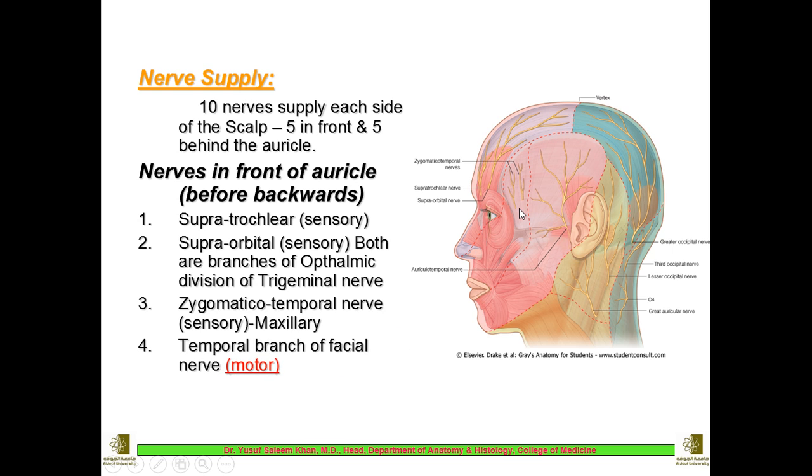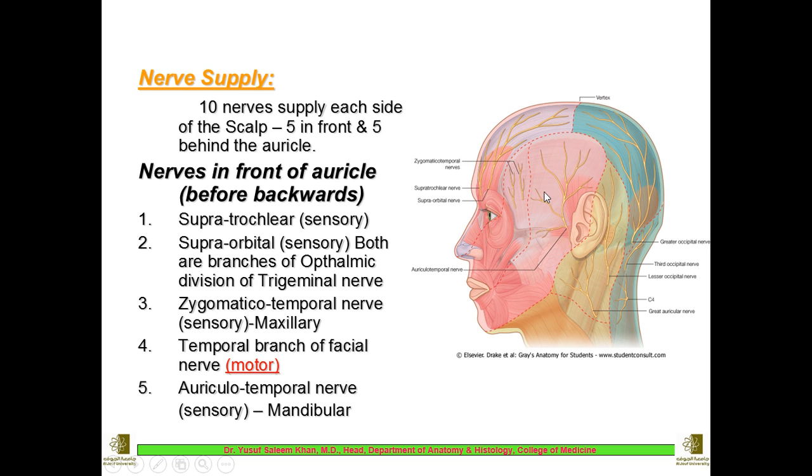Then we have the temporal branch of the facial nerve. This is the motor nerve. That's why it is not shown here, because all the nerves shown here are sensory. So one nerve will be here, called the temporal branch of the facial nerve. That is the only motor nerve in front of the ear or in front of the auricle. And the fifth nerve supplying the scalp just in front of the ear or the auricle is the auriculotemporal nerve, which is again sensory, a branch from the mandibular division of the trigeminal nerve.